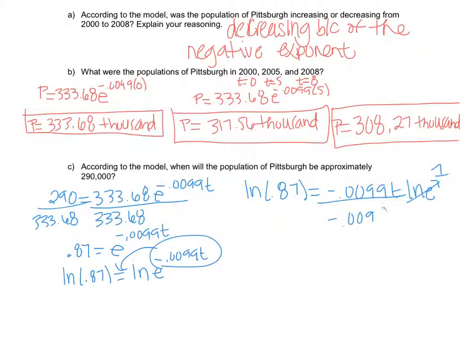negative 0.0099. So in your calculator, you need to plug this in, and you will get t. You get about 14. So you're going to have to round. And when you do, you get about 14. Now, 14 is not my answer. That doesn't make sense in the context of the problem. It says, when will the population be approximately 290,000? It's not at 14, it's at the year 2014.